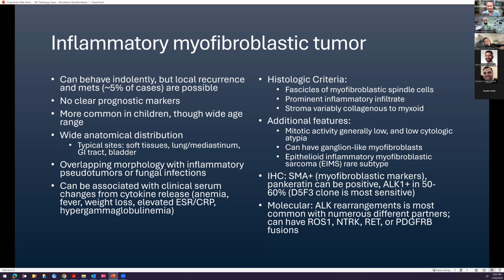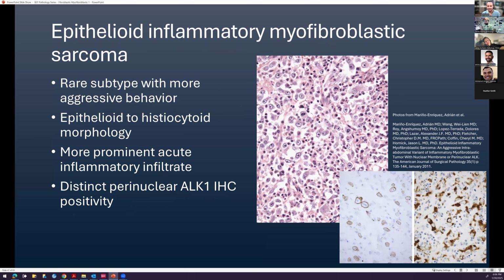Okay, moving on. Here's a picture, by the way, of the epithelioid IMT. More aggressive generally, and has that nice perinuclear ALK1 staining, which you can see here. All right, and as you can see, it's much more epithelioid almost, right? So big round cells, lots of neutrophils usually.